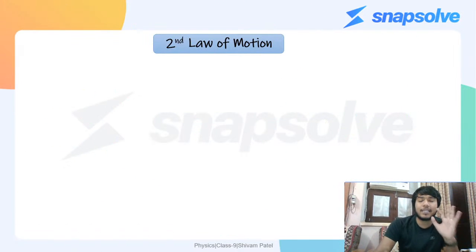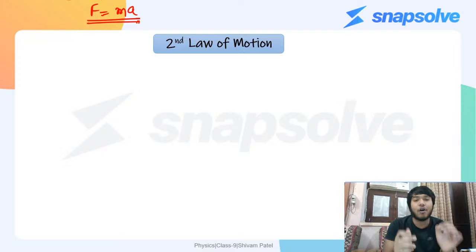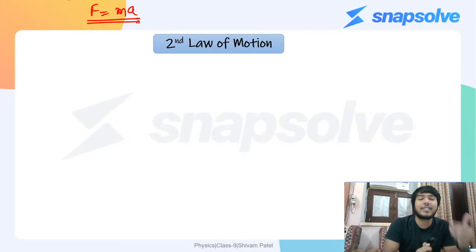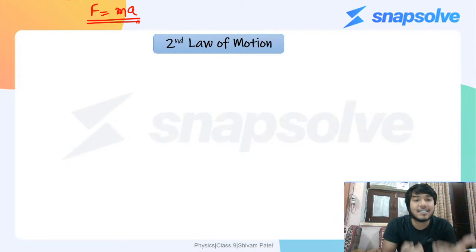Now, please tell me this thing that how many of you think that F is equal to ma is second law of motion? Please comment fast. How many of you think that this is the second law of motion? I'm waiting for your reply. I have heard so many students telling this to me that when I ask them what is the second law of motion, what they tell me is that F is equal to ma is the second law of motion. But in reality, this is the result of the second law of motion. This is not the second law of motion, right?